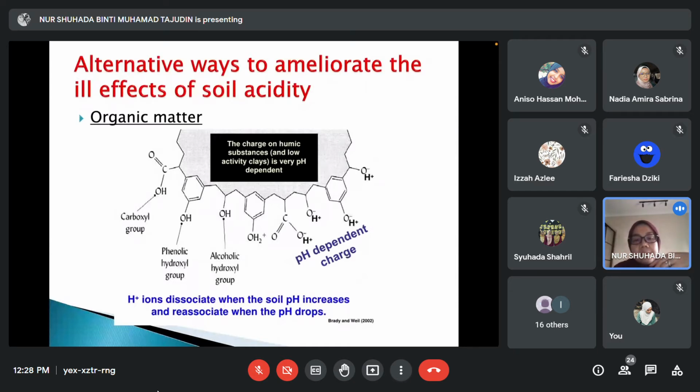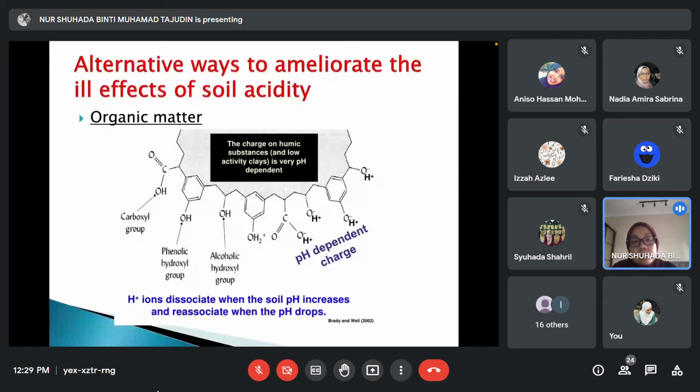compound. Okay, so when it releases, it will release the hydroxyl. Okay, so when hydroxyl is released, it neutralizes the soil solutions. Okay, meaning that it neutralizes the H plus. But if the pH is basic, so it dissociates the H plus. Okay.